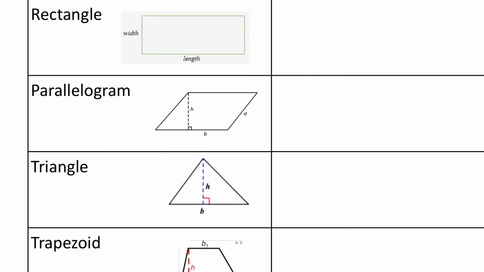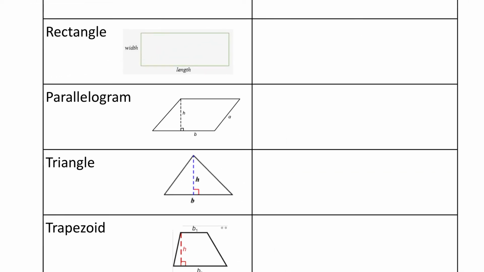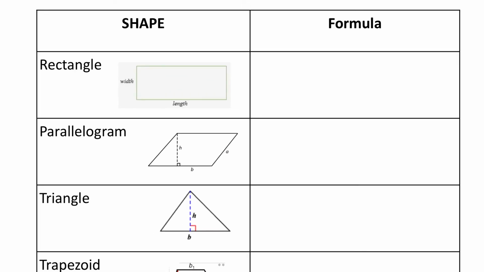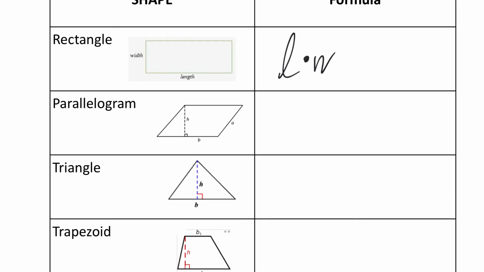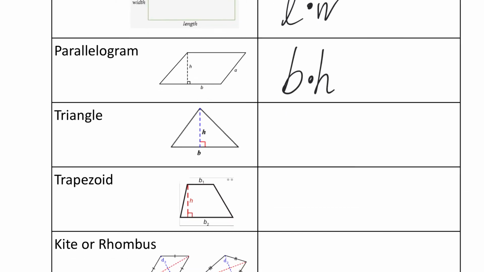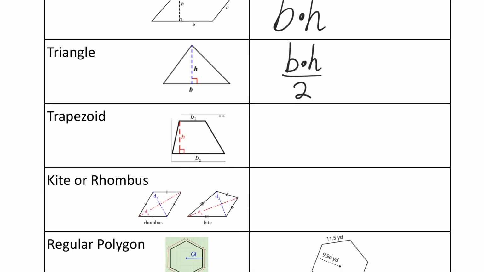Okay, on the back, we're mainly just going to talk about the formulas here. So how do you find the area of a rectangle? Length times width. Okay, length times width, base times height, however you want to say it. Okay, next one, parallelogram. How do you find the area of a parallelogram? Base times height. How do you find the area of a triangle? Base times height divided by 2.